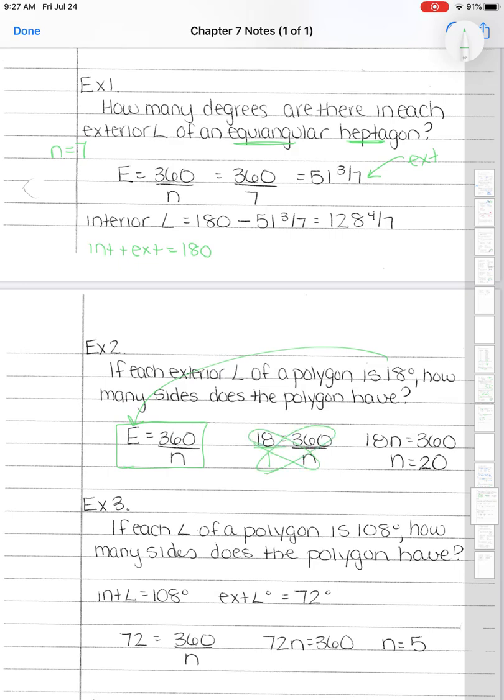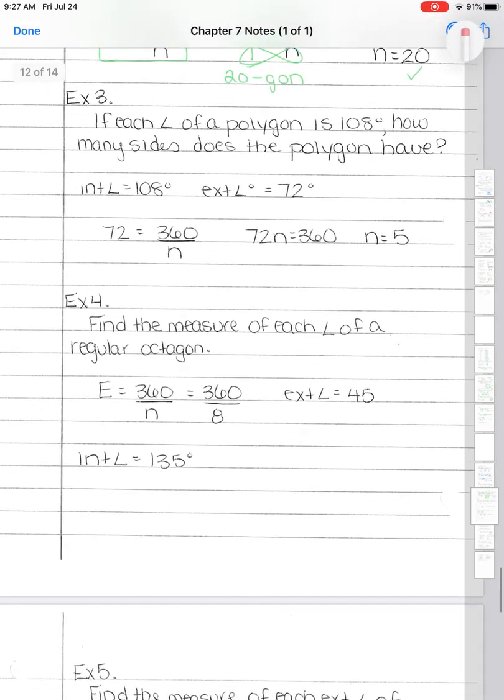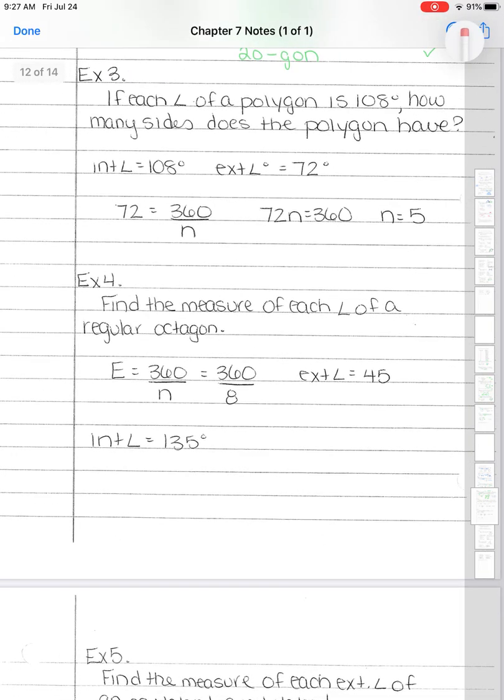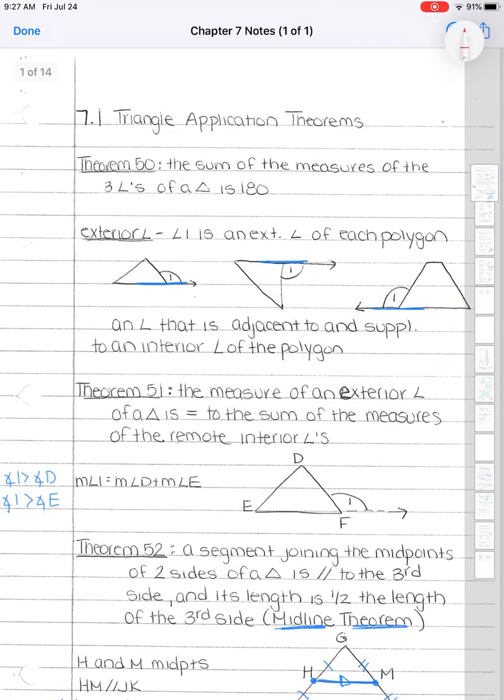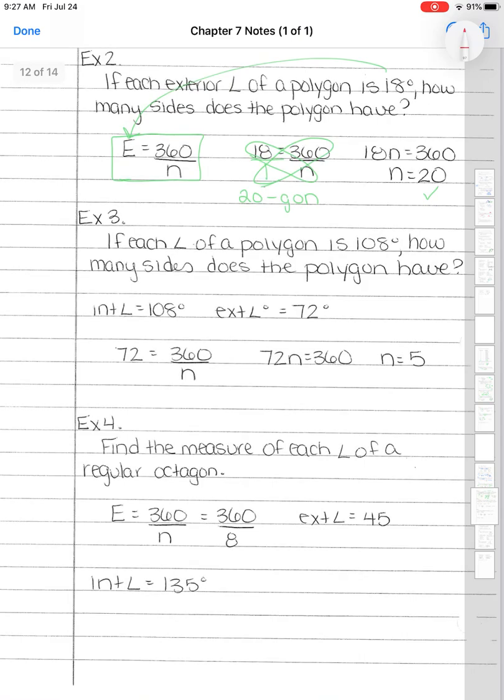All right, example number 2 says, if each exterior angle of a polygon is 18, how many sides does the polygon have? So this is a work your way backwards. Here's our formula to get one exterior angle, and if they're telling us that 18 is the exterior angle, we're subbing it in. Now what I would do is make a proportion out of it, cross multiply, and it says how many sides, so we get 20 sides. So the name of that figure, if we were asked, would be a 20-gon.